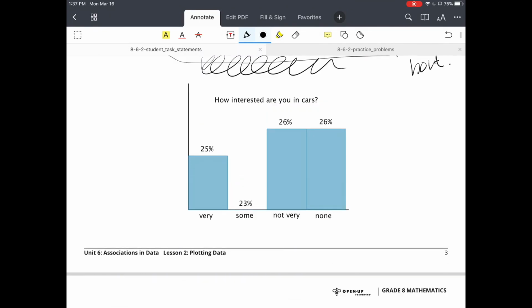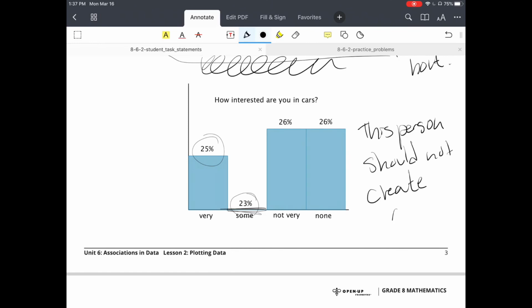And then, how interested are you in cars? 25% of the people said very. I'm guessing very interested. Wait, what? 23% said some interested, but why is this all the way down here? Okay, this person should not create graphs. A for effort though.